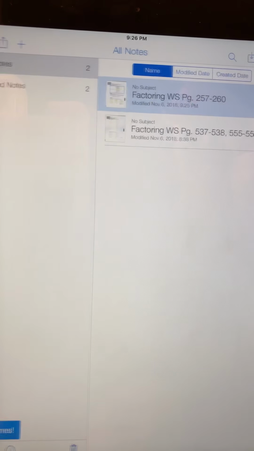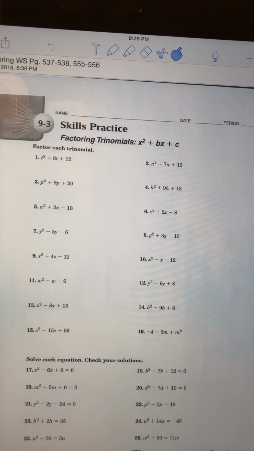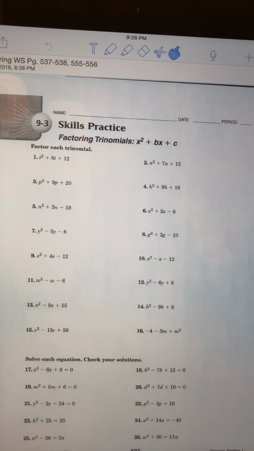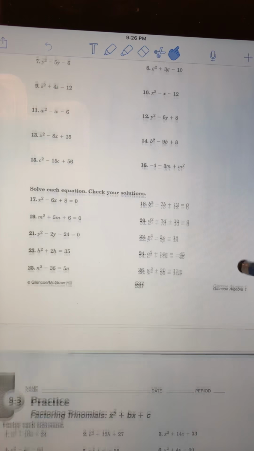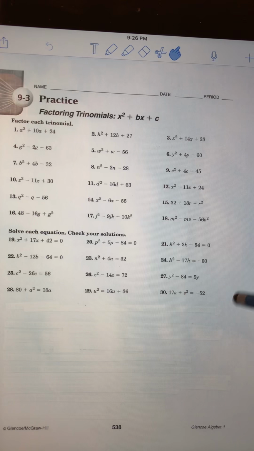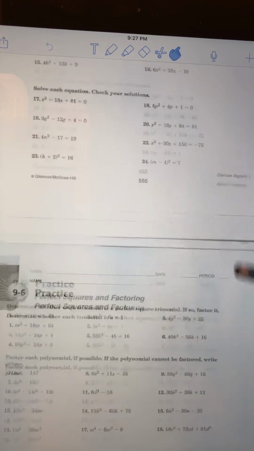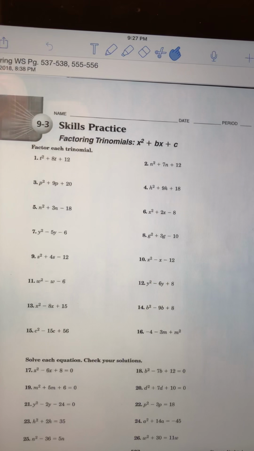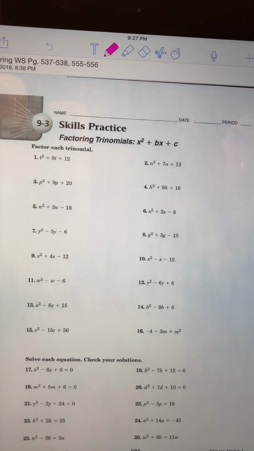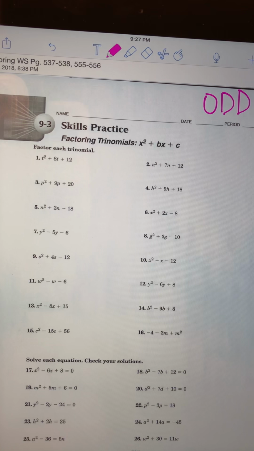The next thing I want to look at is the second worksheet that you're going to be doing. So here it's a 9-3 factoring trinomials practice. It starts on page 537, has page 538, 555, and 556. So what you're going to be working on is the odd problems for all four of these pages.